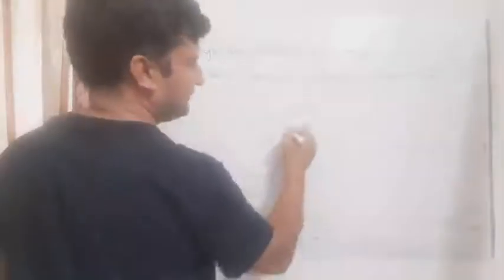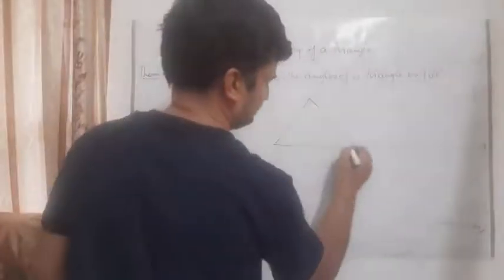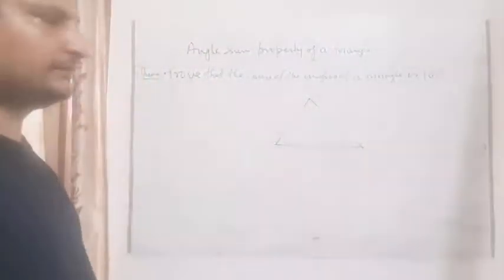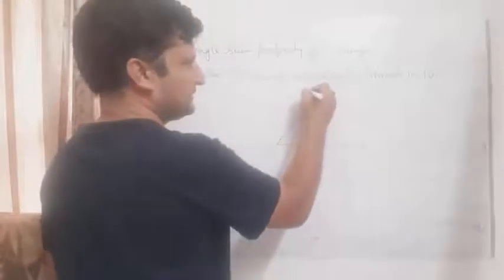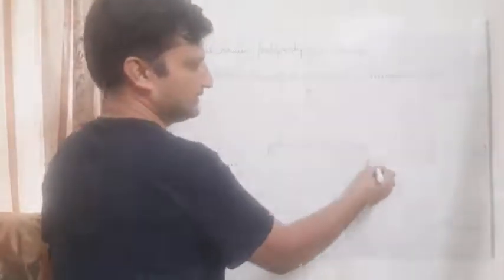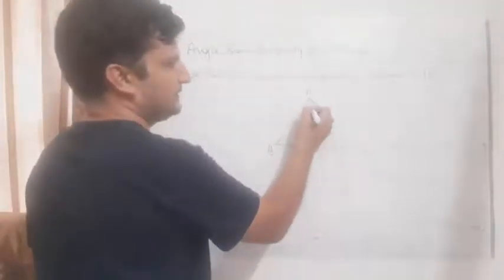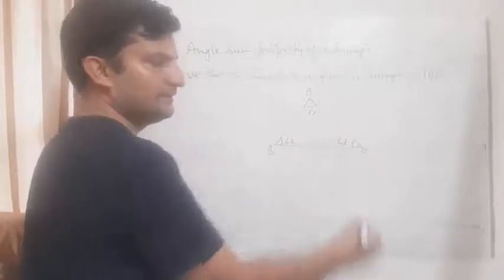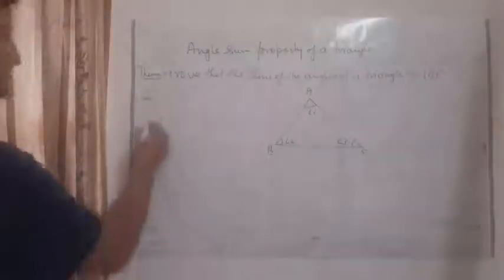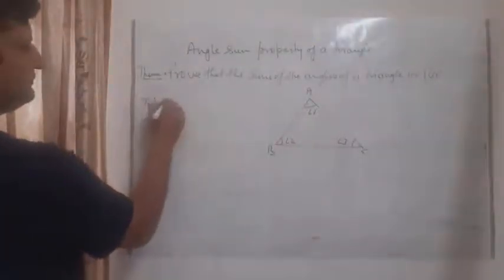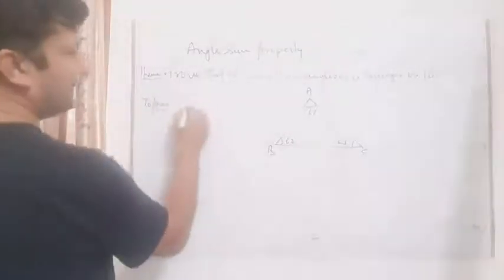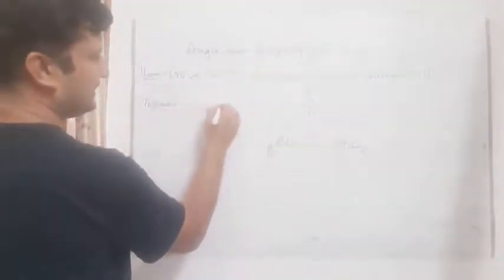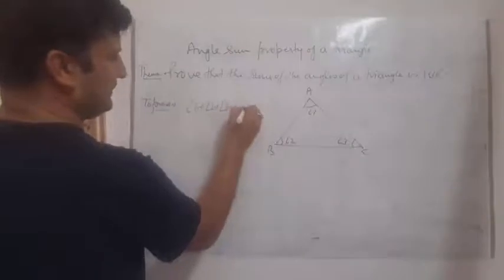Right students, what will we do first? We have to draw a figure. Suppose this is the figure. Suppose this triangle is ABC. The name of this triangle we have written as ABC. Suppose these angles are angle 1, angle 2, angle 3. What we have to prove: angle 1 plus angle 2 plus angle 3 is equal to 180 degrees.